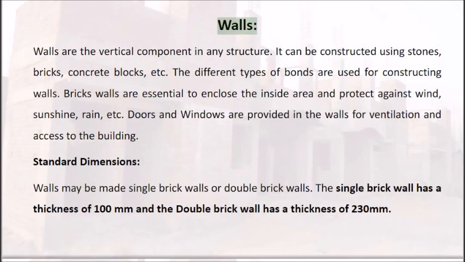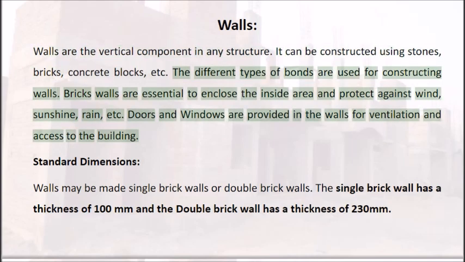Walls. Walls are the vertical component in any structure. They can be constructed using stones, bricks, concrete blocks, etc. Different types of bonds are used for constructing walls. Brick walls are essential to enclose the inside area and protect against wind, sunshine, rain, etc. Doors and windows are provided in the walls for ventilation and access to the building.